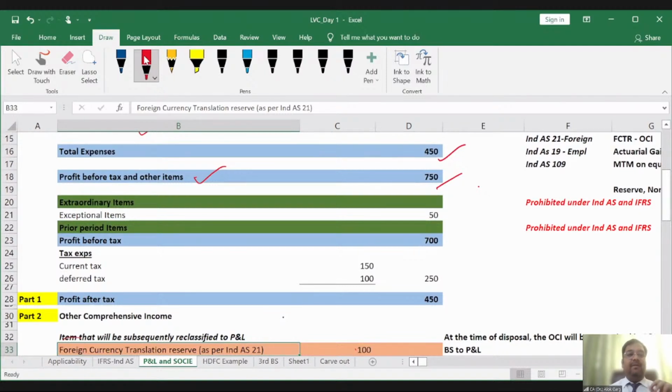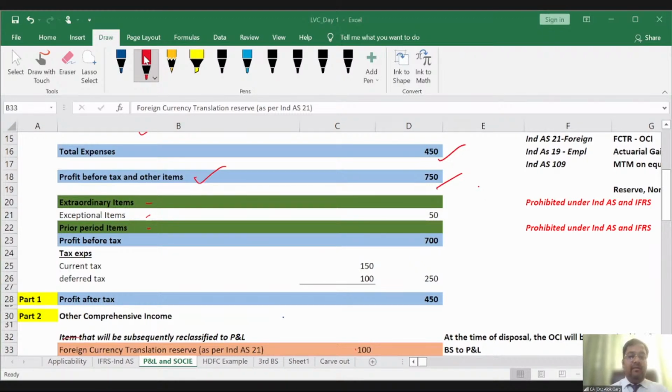Then there are three kinds of items in the P&L: extraordinary item, exceptional item, and prior period item. Guys, in your accounting standard P&L, in your old IGAAP P&L, you were showing prior period items separately on the face of the P&L. Tell me whether under Ind AS 1, do we require to show this prior period item as a separate line item on the face of the financials? Yes or no?